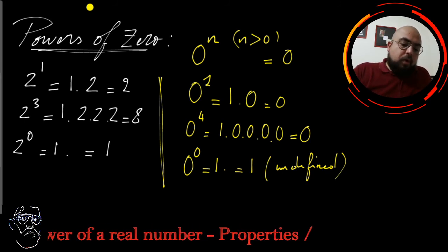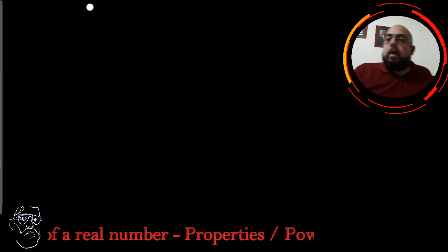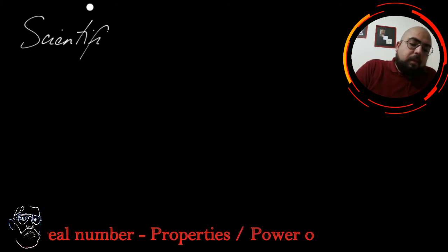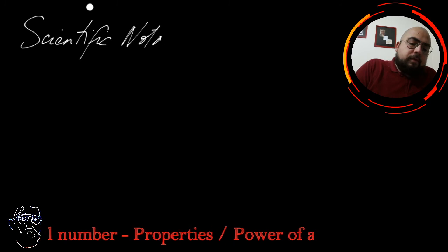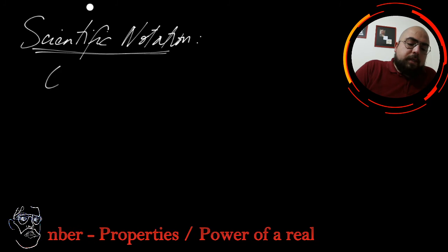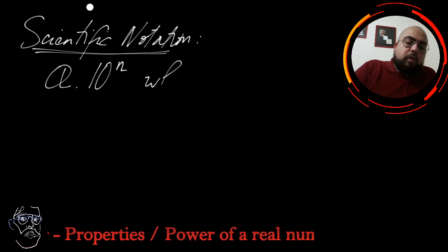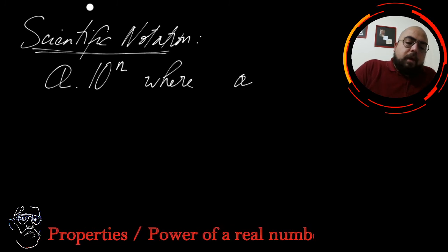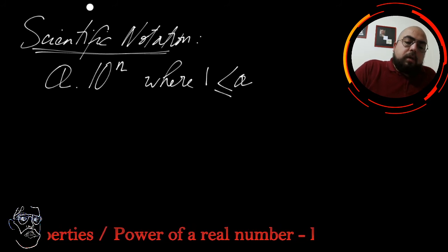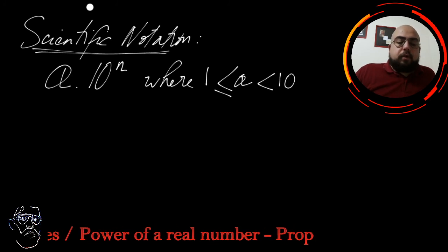Now I'm going to talk also about the scientific notation. So what about the scientific notation? Whenever you have a certain number, and you can write it down as a times 10 to the power of n, where a is a certain value between 1 and 10, you will have the scientific notation.